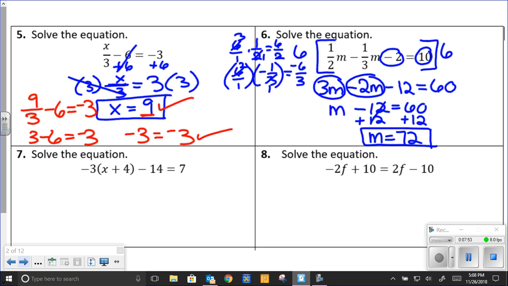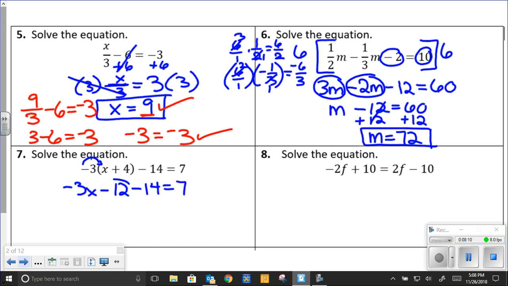All right, solve the equation. Again, we're going to distribute first. So I have a negative 3 times an x. This gives me negative 3x. And a negative times a positive is a negative 12, 3 times 4 is 12. I still have a minus 14 equals 7.